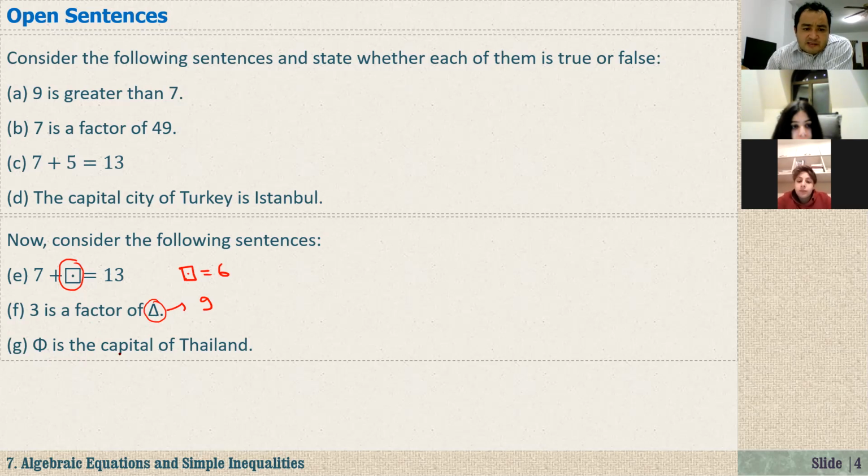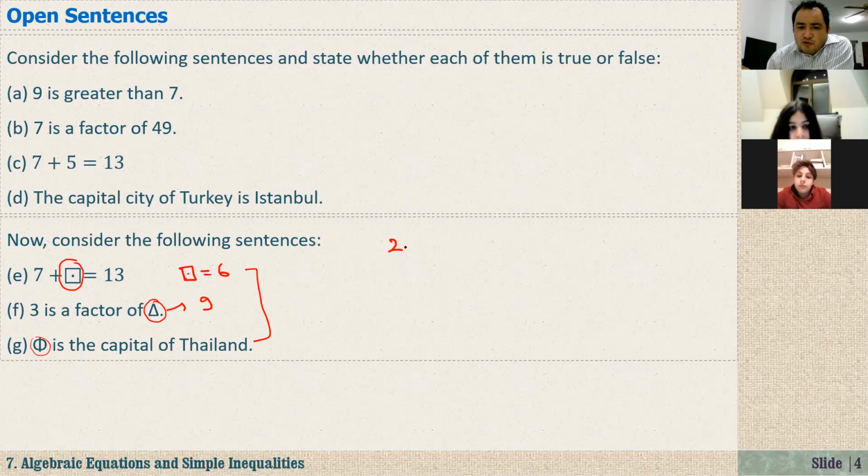Phi is the capital of Thailand. And again, you would ask, what is this Phi? Is it Istanbul or Baku or Tashkent, right? So we don't know. Actually, solving an equation means the same thing as this, right?